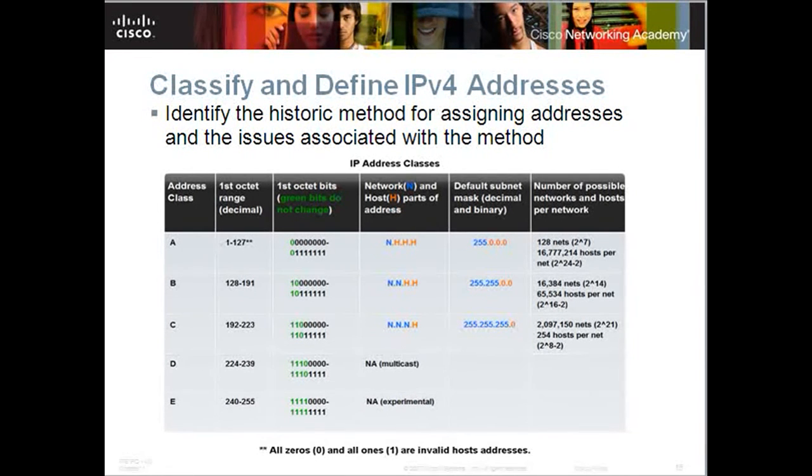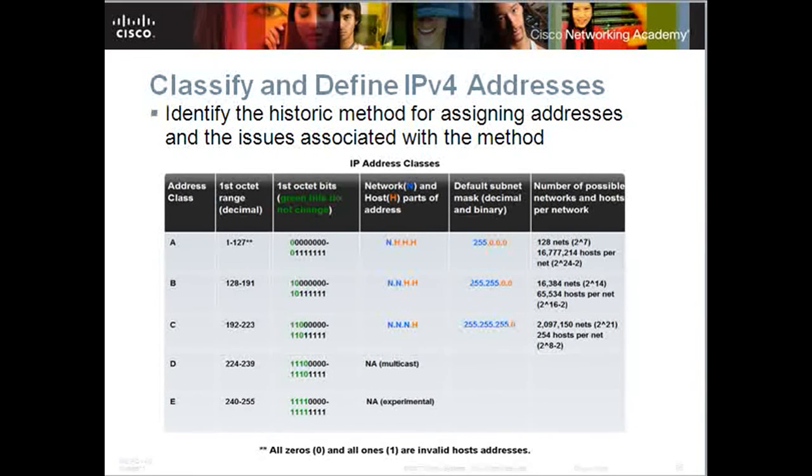Now the entire 2 to the power 32-bit number block is divided into 5 classes: Class A, Class B, Class C, Class D, Class E. So how do we identify each class? We have to look into the first octet. If we look into the first octet, we can identify which class it belongs to. If it is Class A, the first bit of the first 8 bits will be 0.